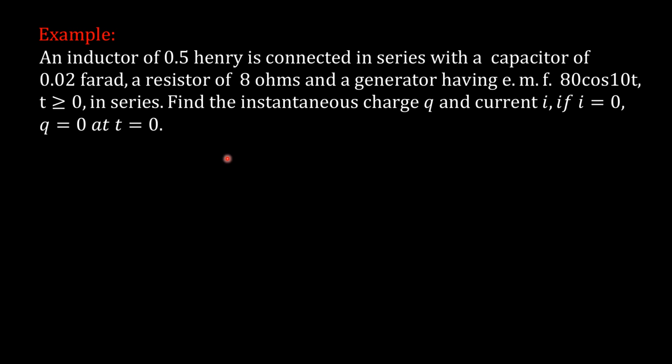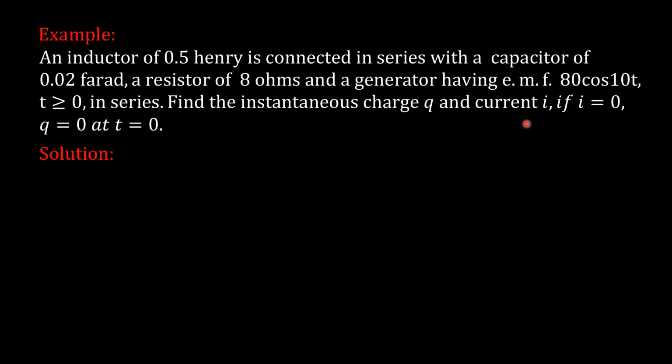This is the initial condition: when time t equals 0, the current and the charge are 0, meaning the capacitor is fully uncharged as q is 0 at t equal to 0. Instantaneous means at any particular time t, what will be the charge and current in the circuit. Indirectly, we want to obtain expressions for q and I as a function of t. So that is the meaning of the word instantaneous. Now we will go to find the solution.